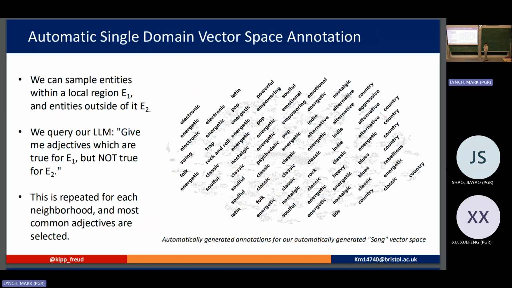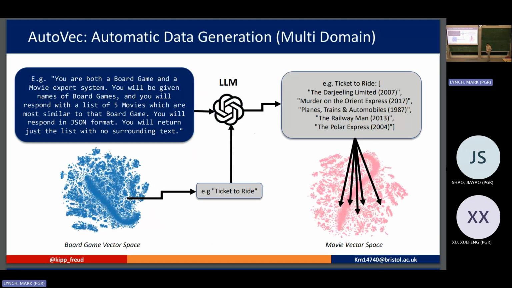So now we're going to move on to the slightly more complicated and stranger part of this project, which is multi-domain similarity analysis. So we start by, again, going back to our large language model to gather training data. So this assumes that we've already built our vector spaces. We're going to go with a board game to movie vector space.